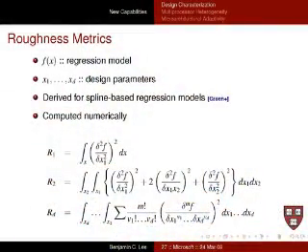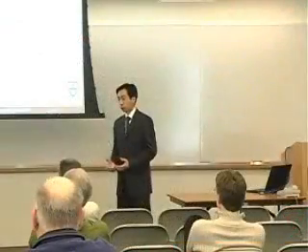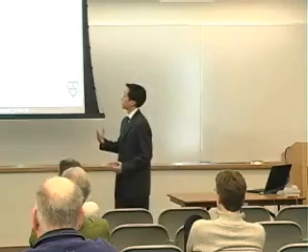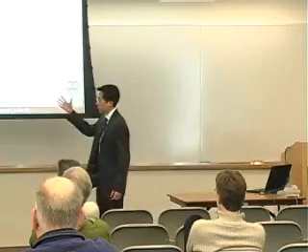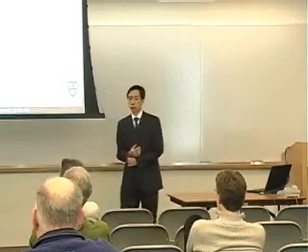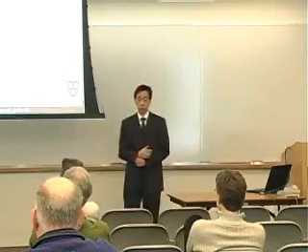So we compute roughness for a function f, and in this case, f is our regression model for performance, for power, or some combination of performance and power. These roughness metrics were derived by Green and Silverman for spline-based regression models, which are exactly the sort of models we're using in this work.